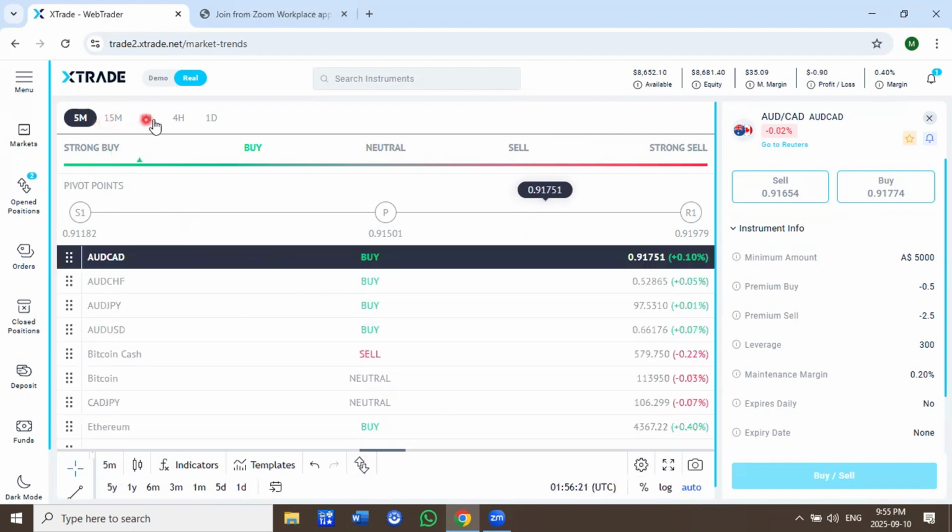I've got a choice of time frames to work with. I can see the current price in terms of my pivot price, support, resistance.